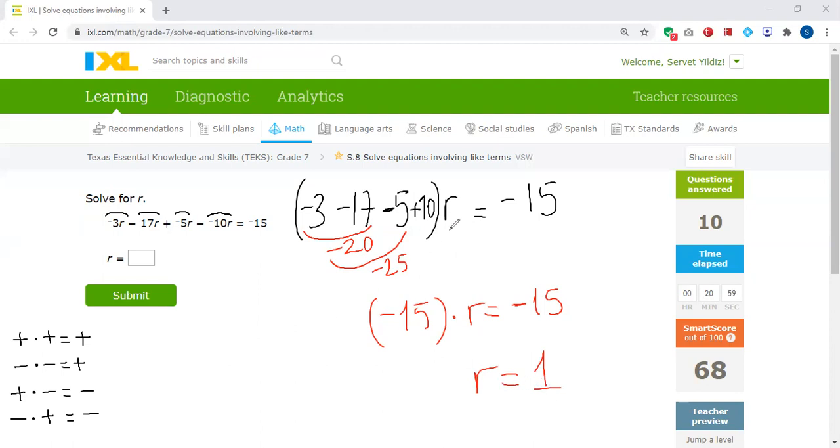Or we can also divide both sides by negative 15. So r is going to be negative 15 divided by negative 15. If we are dividing a number by itself, we get 1. That's one way to explain. Another way: negative divided by negative is positive, and 15 divided by 15 is 1. So r is equal to 1 is the answer.